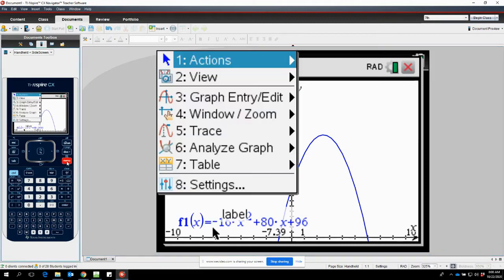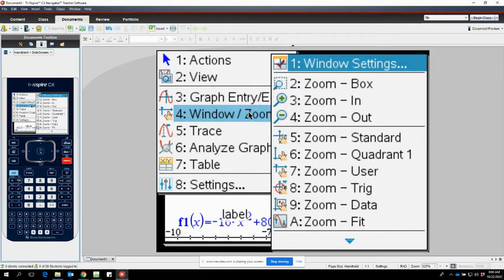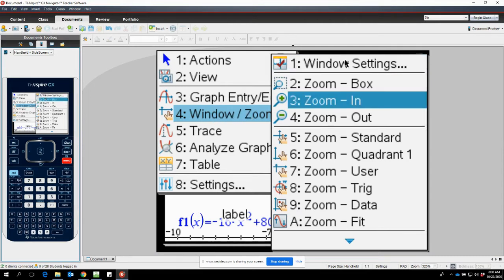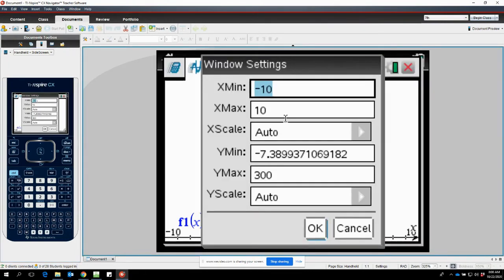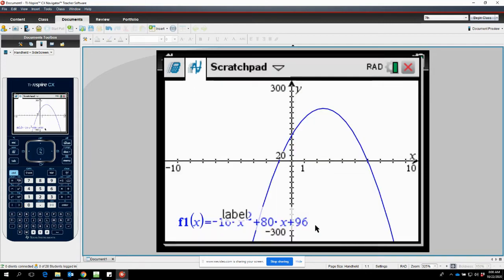You could also go to menu, window, zoom, and zoom out like I showed you earlier. My other favorite one is menu, window, zoom, and then window settings. Remember the x direction was fine, -10 to +10, that was perfect. And in the y direction, you can change it if you wanted to make it -300 to +300. So you can change it that way.